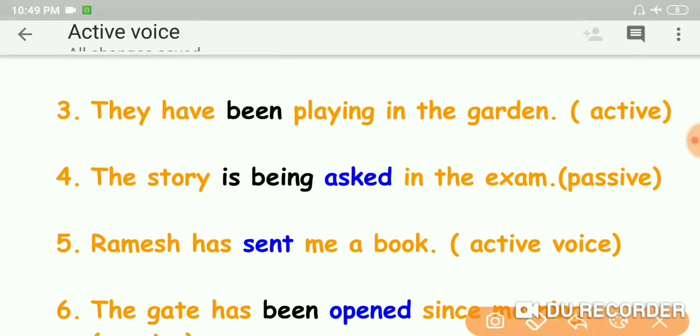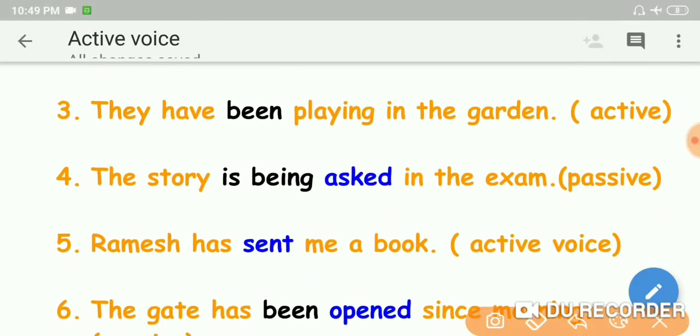Like this, go with the third example. The story is being asked in the exam. The story is being asked in the exam. See here, here we have two to be verbs. One is is, other one is being.